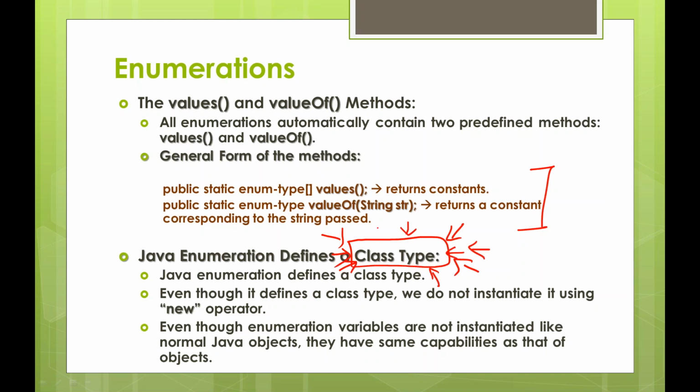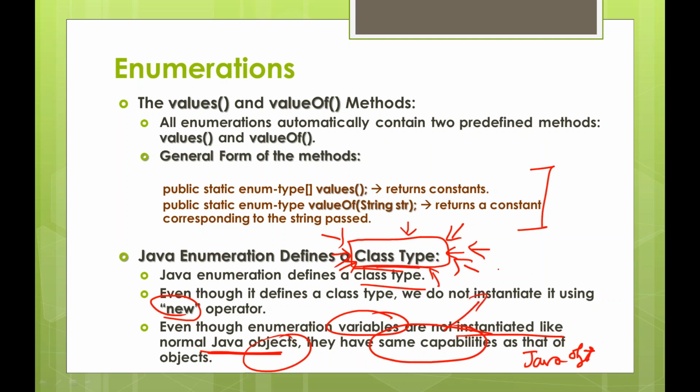So enumeration defines a class type. What does that mean? Even though it defines a class type, we cannot use the new operator while creating variables of enumeration type, because for enumeration we call them variables, not objects. They are not instantiated like normal Java objects, but they have the same capabilities that you have with other Java objects.